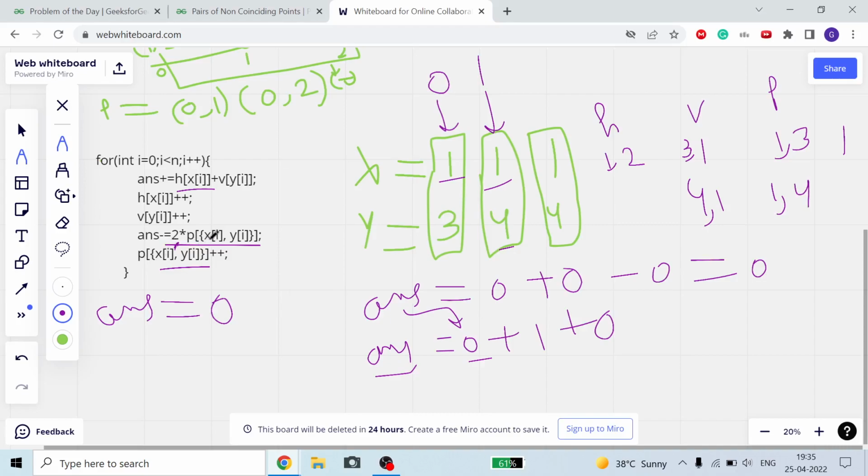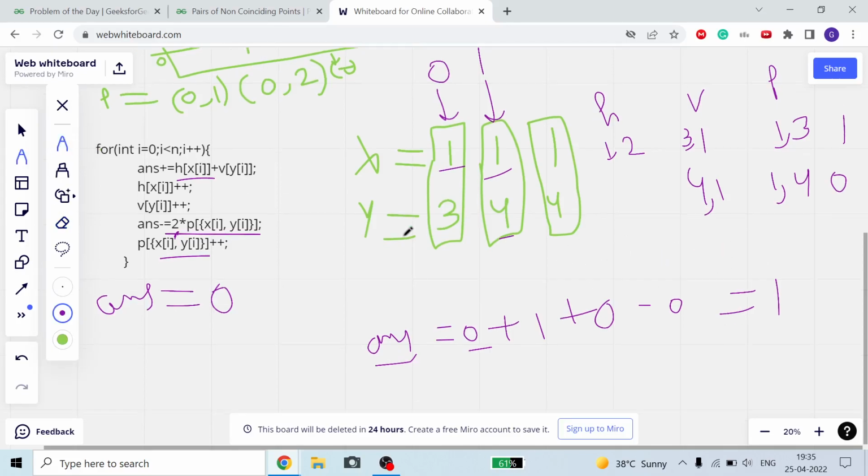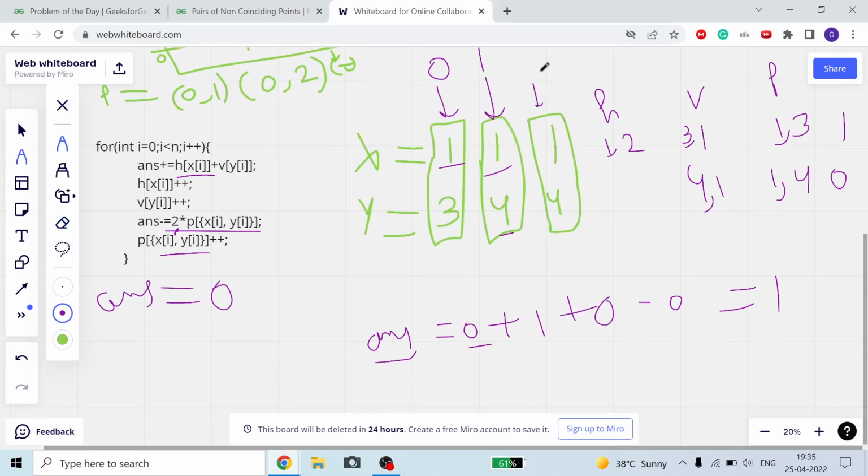So 2 into this is 0, 1 comma 4 is 0, so I will just decrease by 0, so my answer is equal to 1. So now my 1 comma 4 is equal to 1. Now I can erase this first state, so that I will have some more memory. Now I am at this last index.